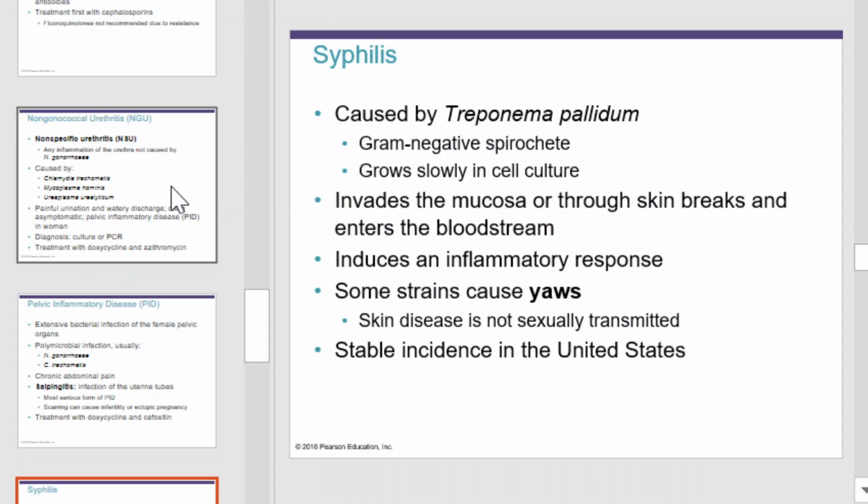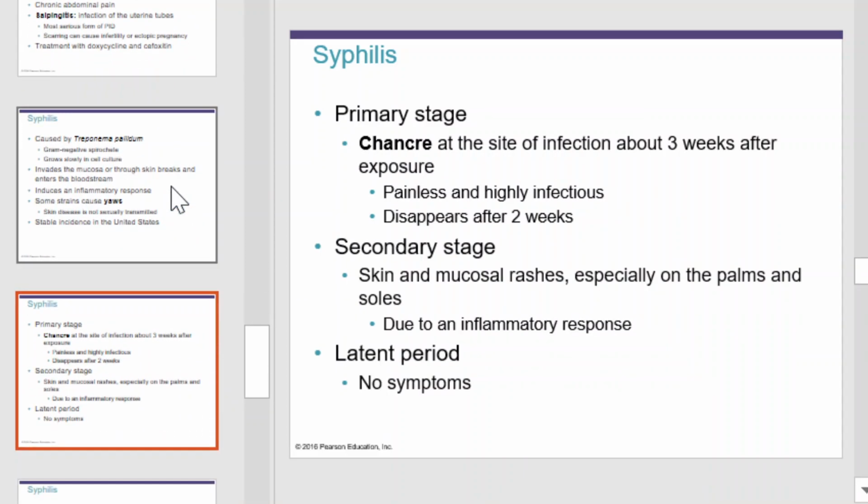Syphilis. Syphilis is caused by Treponema, which is a gram-negative spirochete which grows slowly in cell culture. It invades the mucosa or through skin breaks and enters the bloodstream. It induces an inflammatory response. Some strains cause yaws, which is a skin disease and is not sexually transmitted. Has a stable incidence in the United States.